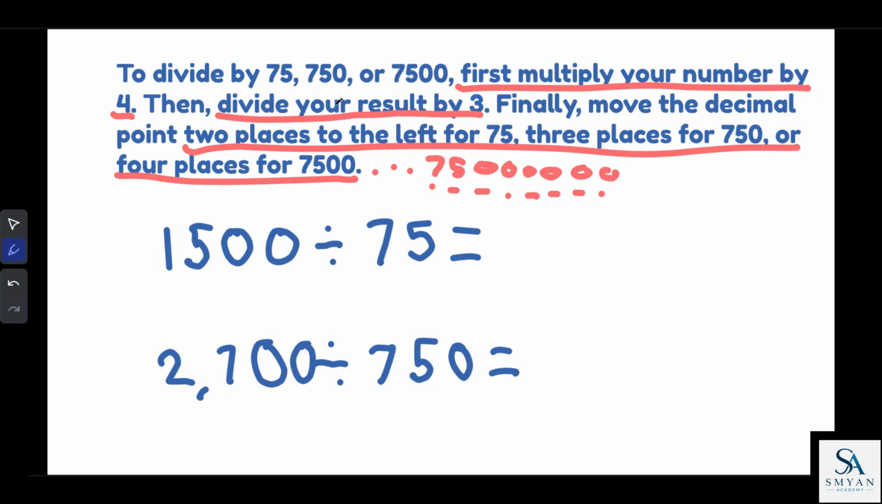That's why we're using this method. Okay, so let's look at our practice problem to see if this all makes sense. First, multiply your number by 4. In this case, we're dividing 1,500 by 75. This is our number, so we multiply that by 4, giving us 6,000, because 15 times 4 is 60, and then you add the 2 zeros. Now divide your result by 3. Pretty easy: 60 divided by 3 is 20, and then you add the 2 zeros again. So you get 2,000.